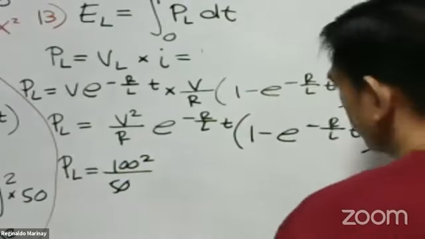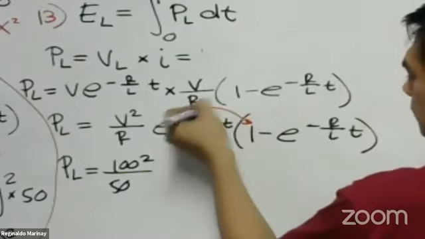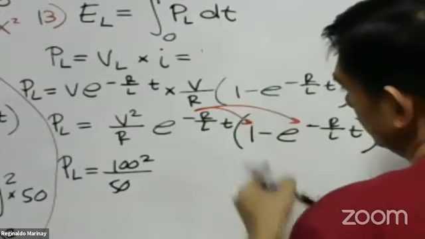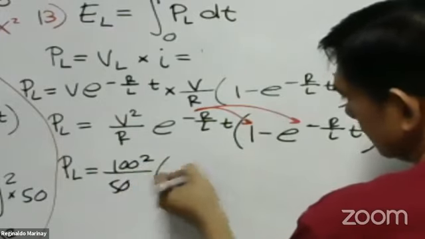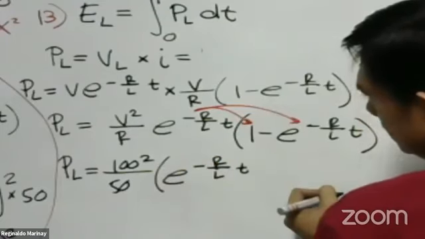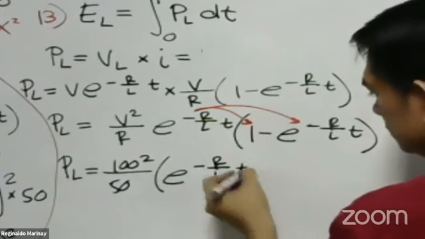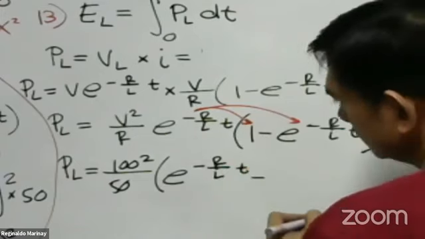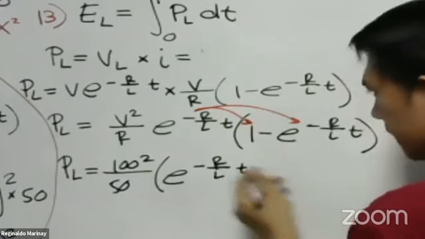By the way, please take a look here. I will distribute this one. 1 times this equation is this equation, so we have E raised to negative R over L times T. And then, take a look, this times this equation, minus. Guys, please take a look at this equation. They are just the same, right?